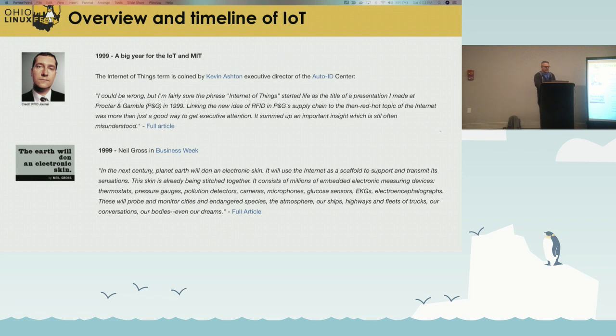I also like this quote by this gentleman by the name of Neil Gross. This was in Business Week. Now keep in mind, this is 1999, and this is what Neil had to say. I don't know if you guys can see this, so I'll read it out loud. In the next century, planet Earth will don an electric skin. It will use the internet as a scaffold to support and transmit its sensations. The skin is already being stitched together. It consists of millions of embedded electronic measuring devices, thermostats, pressure gauges, pollution detectors, cameras, microphones, glucose sensors, EKGs, electroencephalographs. These will probe and monitor cities and endangered species. The atmosphere, our ships, highways, and fleets or trucks, our conversations, our bodies, and even our dreams.